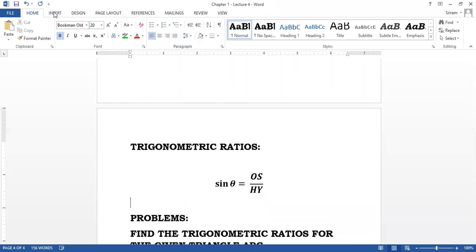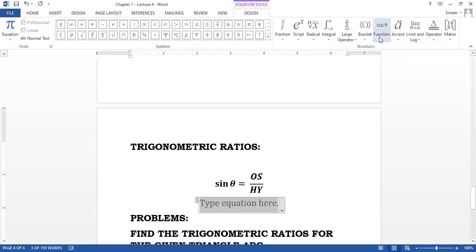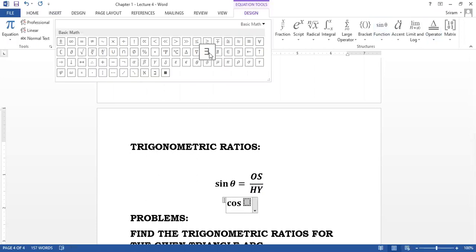The same way, we can define what is cos theta. The meaning of cos theta is nothing but, this is the other side. What is the other side we are now left with?